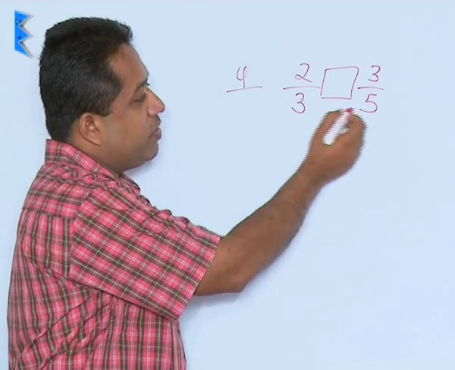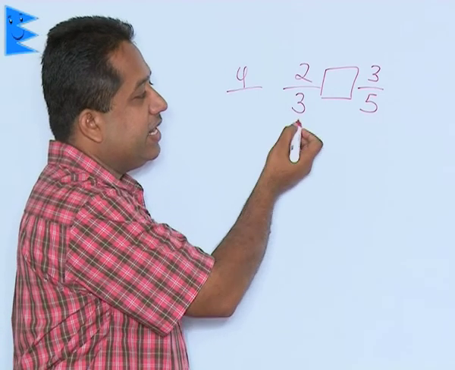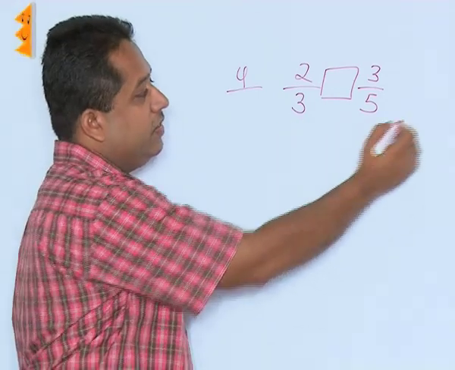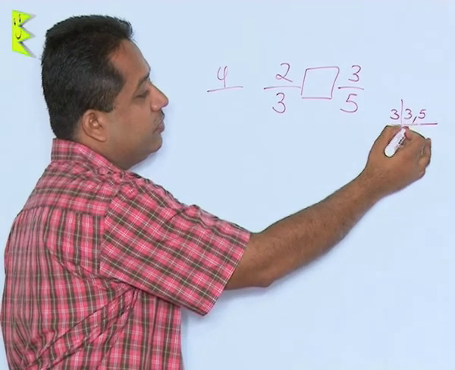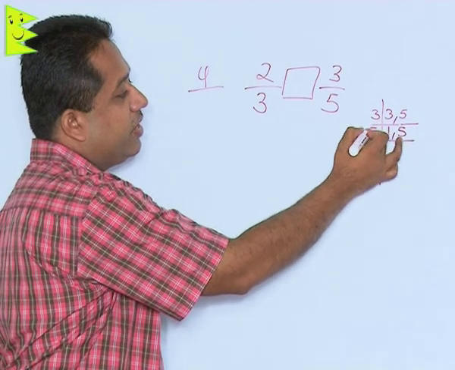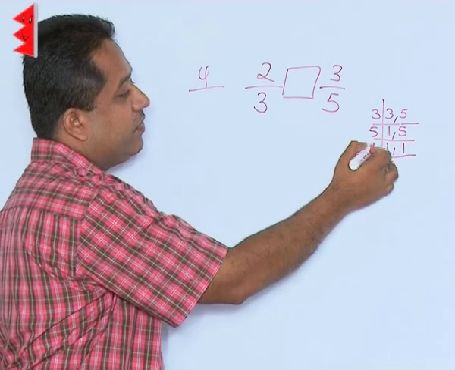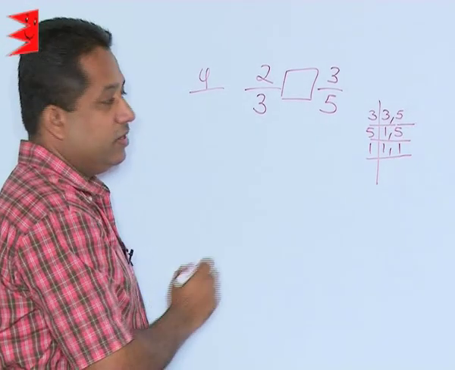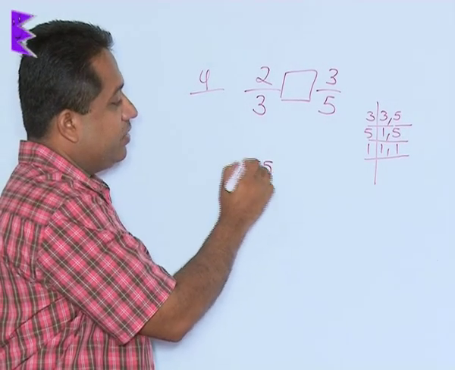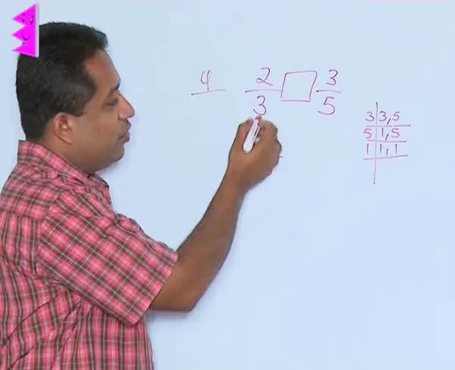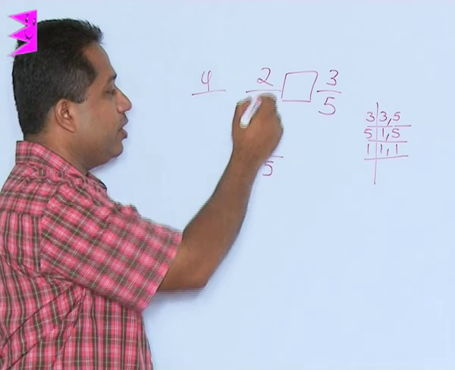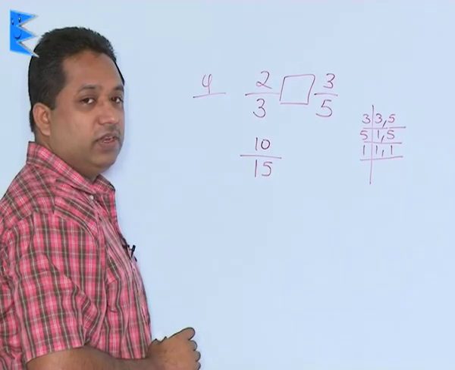So, we have to take the denominators. We will have to take the LCM of the denominators. The LCM of 3 and 5 will be taken. 3 ones are 3, and 5 goes once. So, we can say the LCM is 15. Once you take the LCM as 15, we will see how many times 3 goes into 15. 3 goes 5 times, so 5 will be multiplied by 2. We are going to get 10 upon 15.